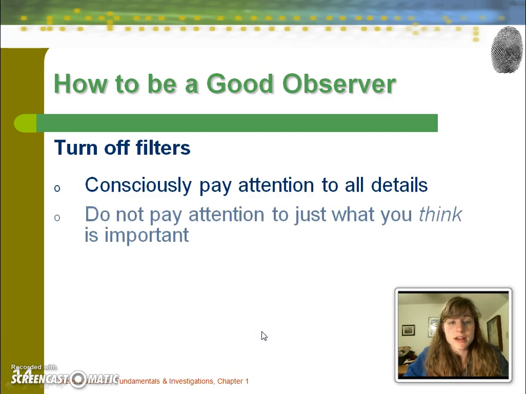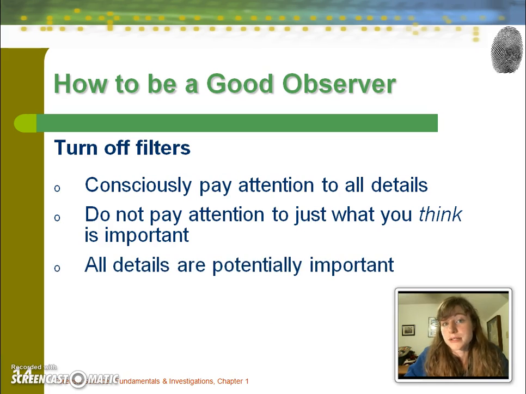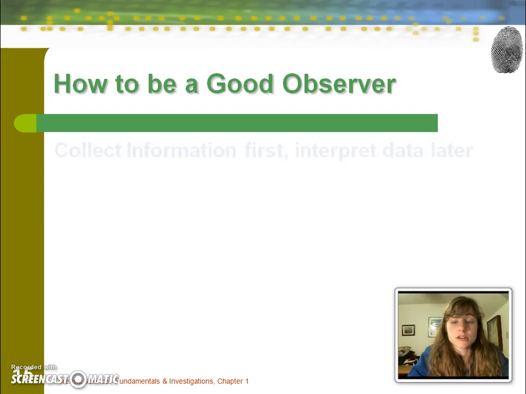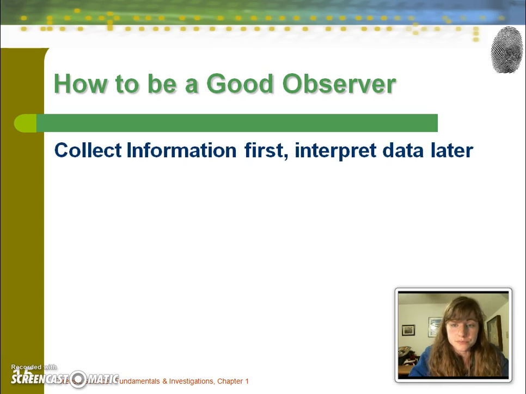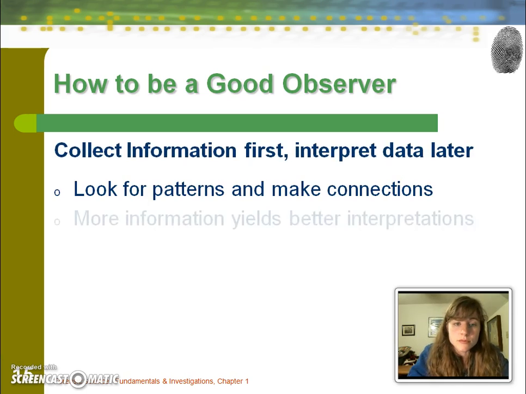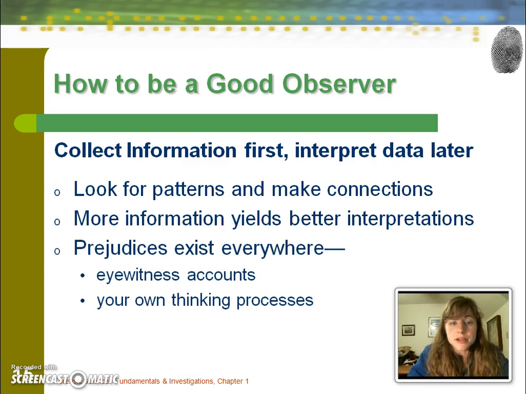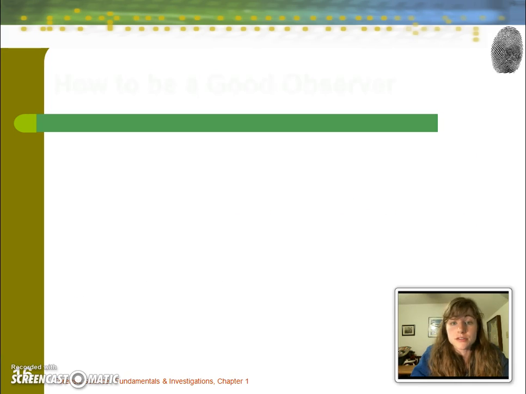Okay, this is a tough one, and that is turning off filters. So what you would normally not pay attention to because you think it's probably not important may be the very thing that you do need to pay attention to. So you have to kind of consciously hone your ability to turn off those filters when you are trying to take in all the information possible at that scene or in that encounter and so forth. So the theme here is you want to take in the information and then analyze it later. And being aware of prejudices in your own thinking processes as well as those in eyewitness accounts.